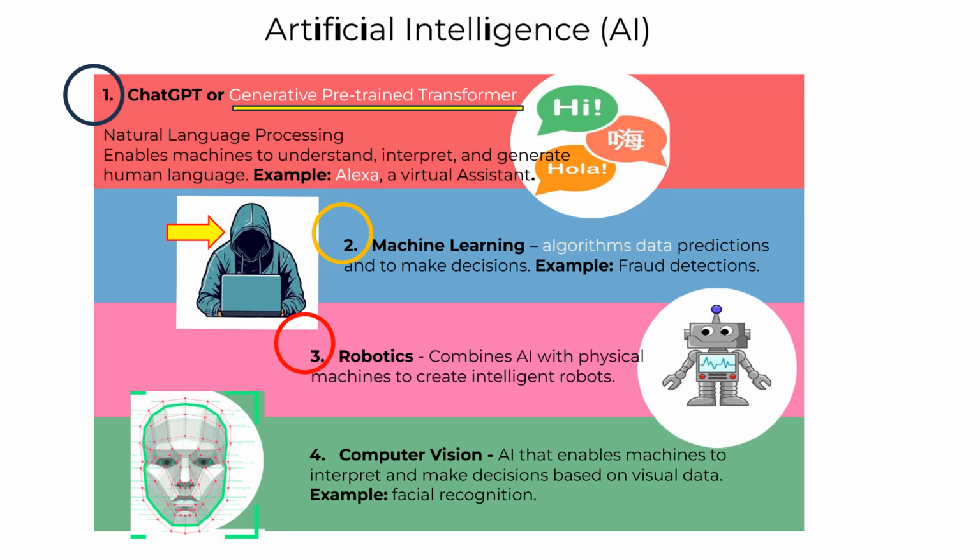Number 3, robotics. In this specific role, AI merges with physical machines to create robots. Now keep in mind, AI robots could not function without the help of a human being, someone trained as a computer expert developer.